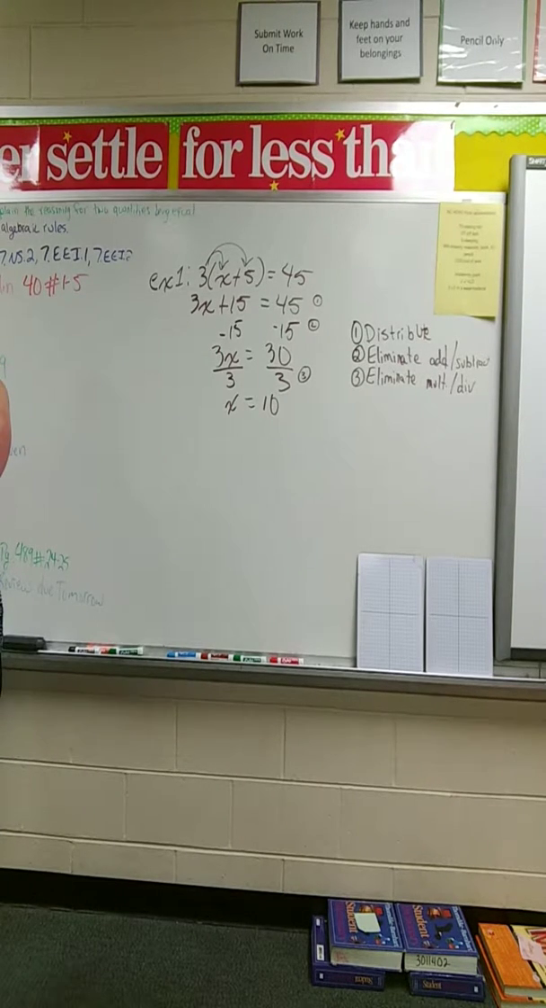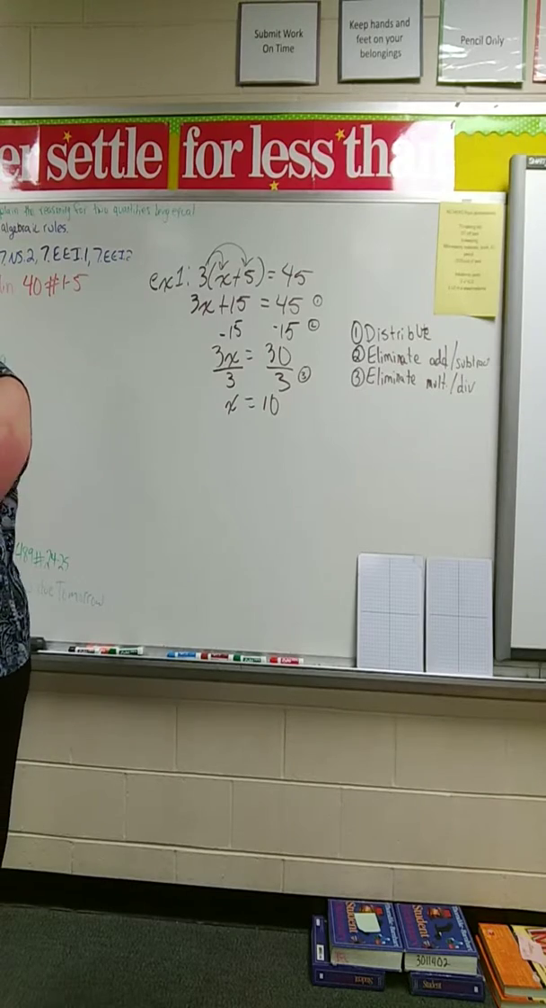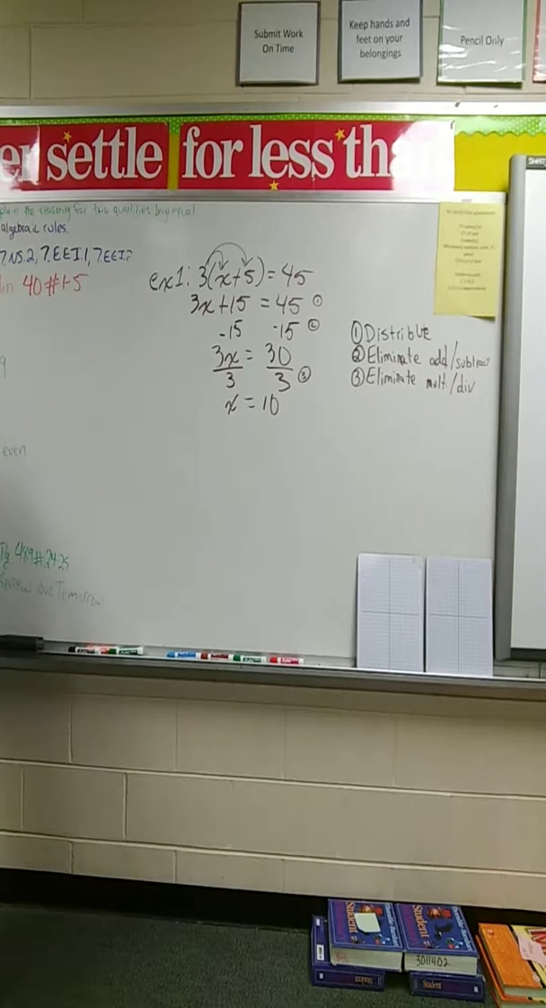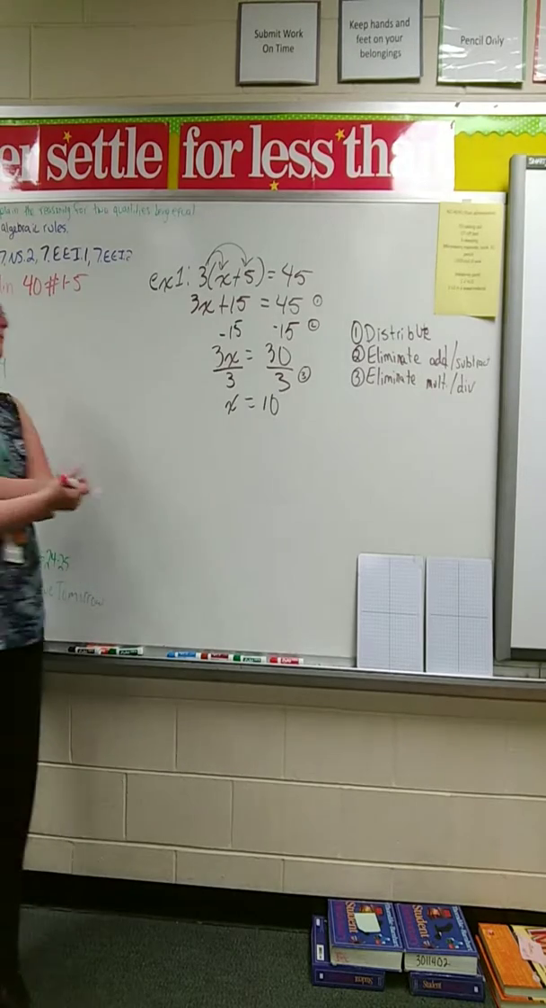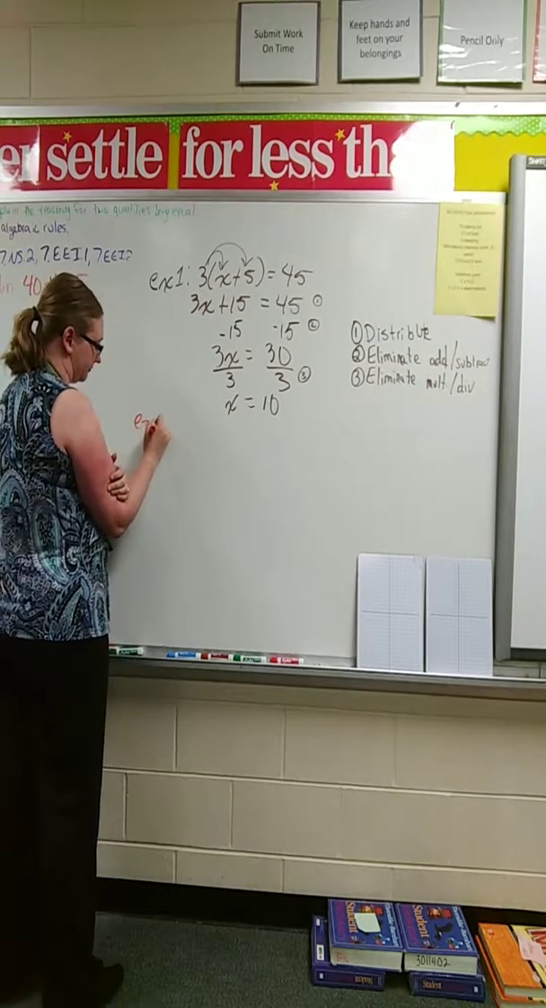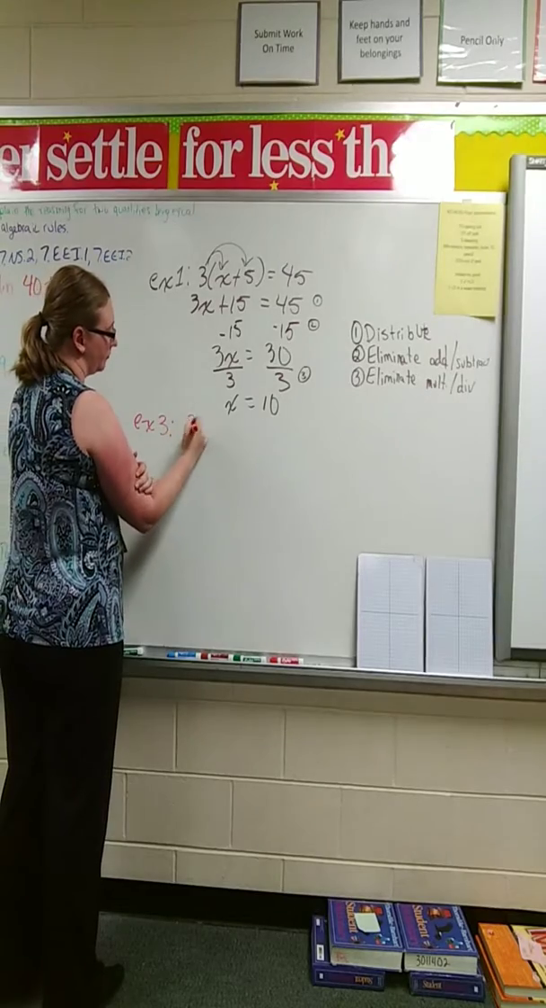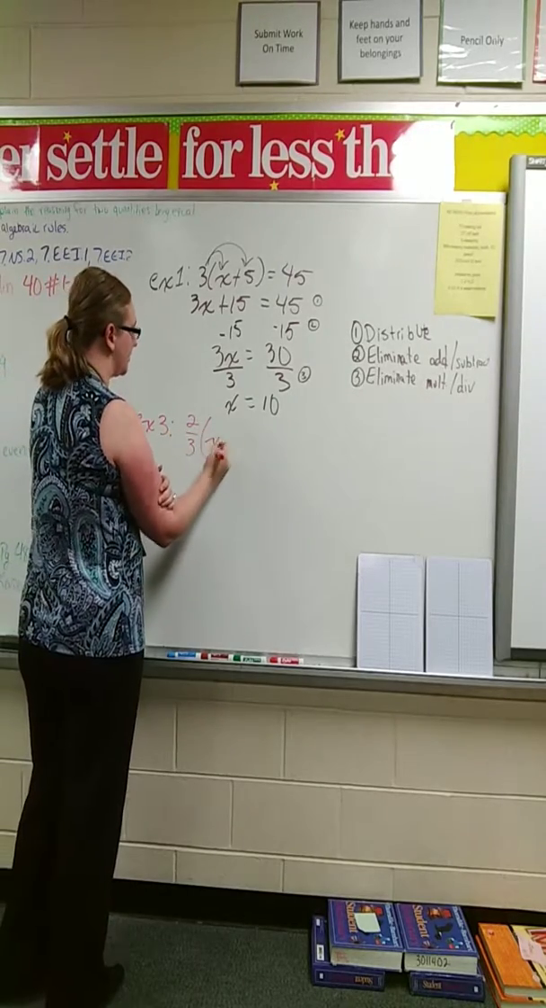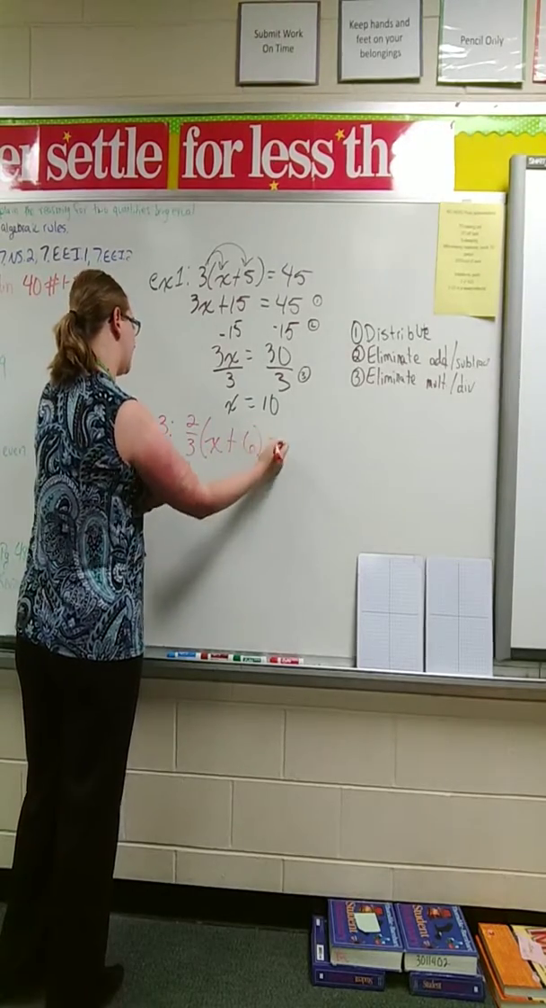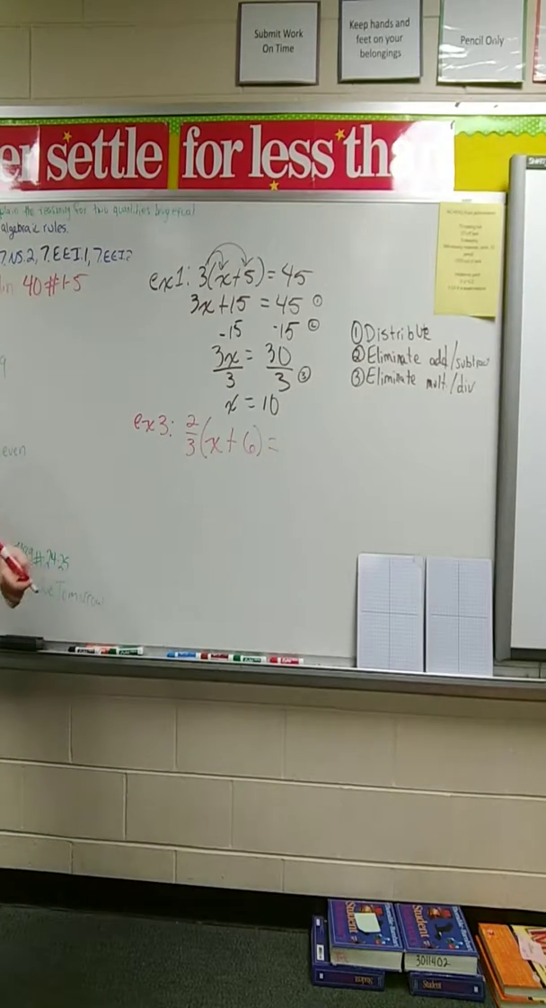Sometimes we don't distribute whole numbers. Sometimes we distribute things like 2/3, like we do in example 3. 2/3 times the quantity x plus 6 equals 10.